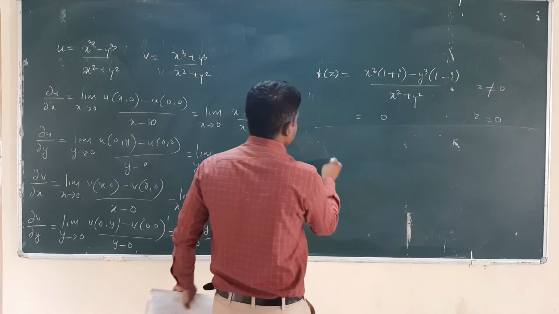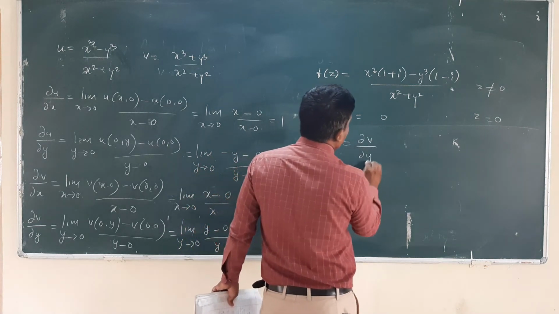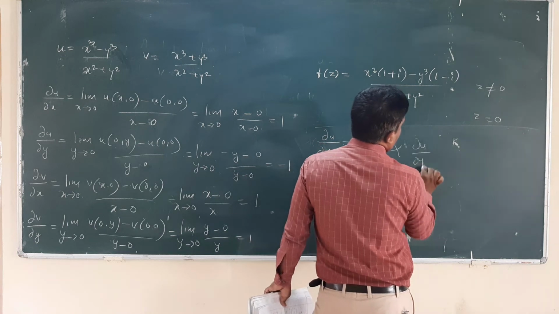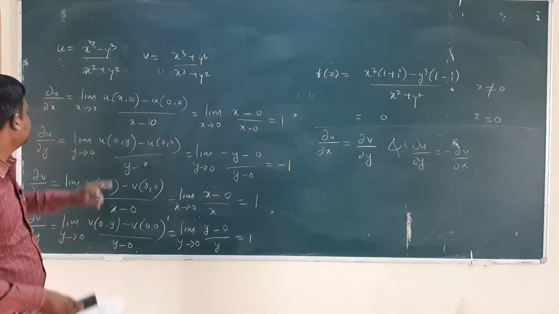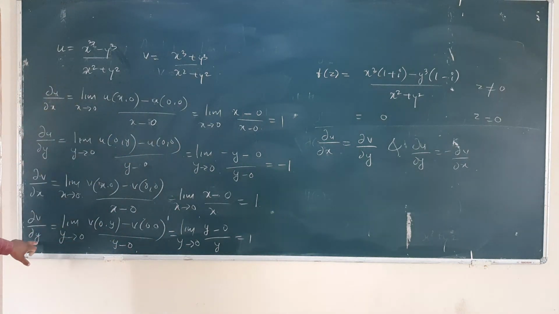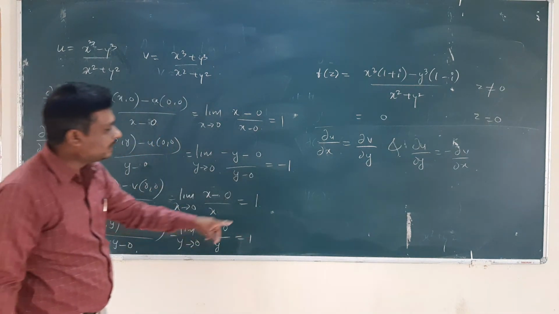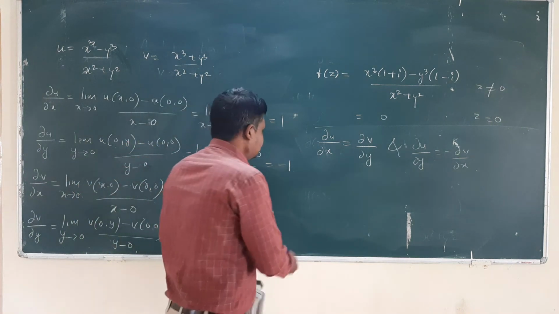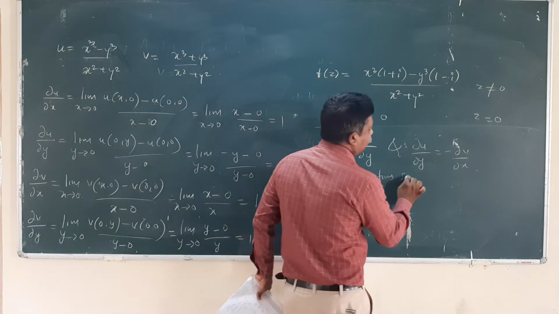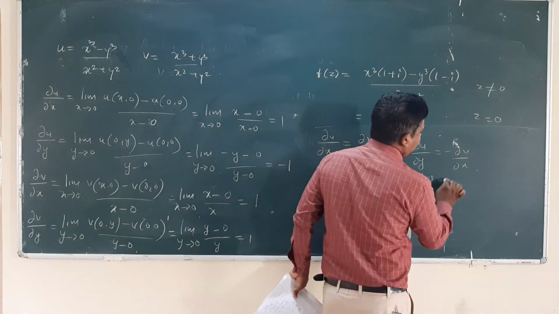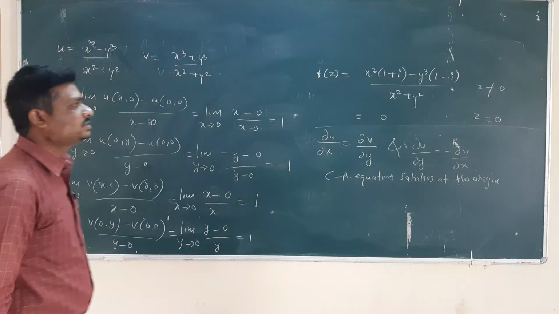Therefore, dou u upon dou x is equal to dou v upon dou y, and dou u upon dou y is equal to minus dou v upon dou x. Here you can see dou u upon dou x is nothing but dou v upon dou y, that is 1, and dou u upon dou y and dou v upon dou x are equal with minus sign. This implies CR equation satisfies at the origin.